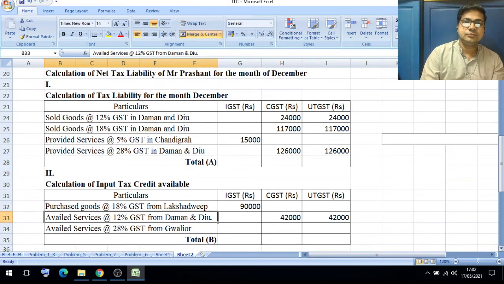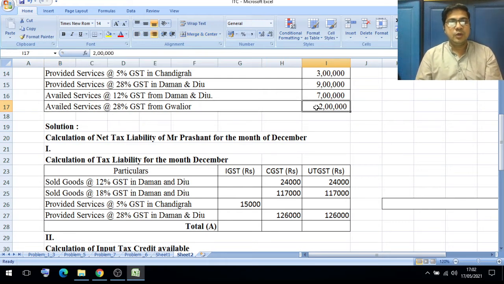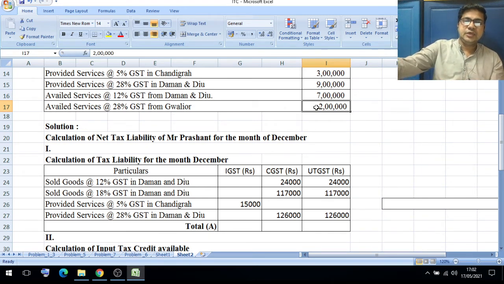Now next transaction, availed services at the rate of 28% GST from Gwalior, rupees 2 lakhs. Now Mr. Prashant takes the services, purchases the services from Gwalior. Gwalior is a city belonging to Rajasthan. And Prashant belongs to Daman and Diu. It means the services are purchased from the state of Rajasthan to Union Territory Daman and Diu.